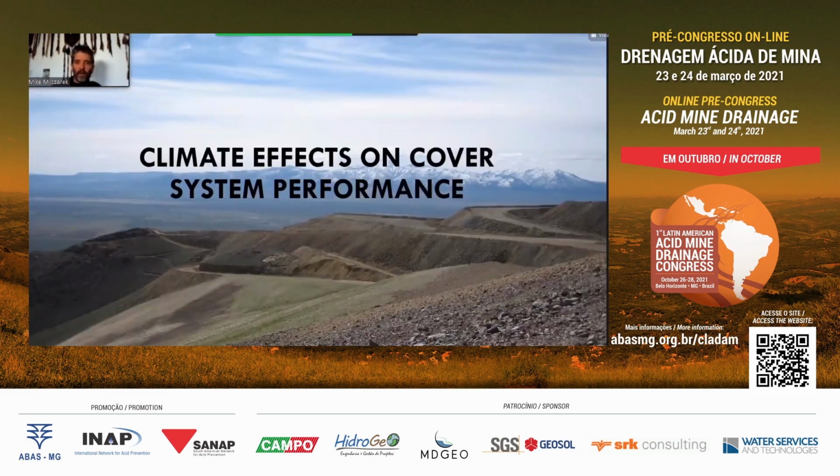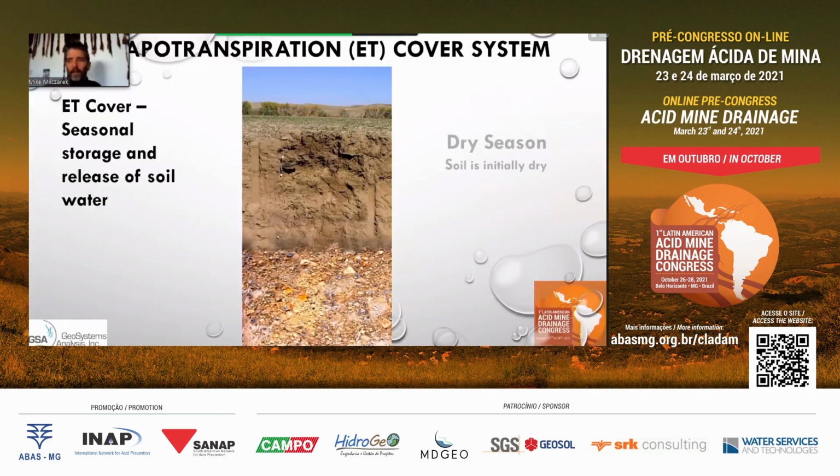Now I want to talk about climate effects on cover system performance, because that drives the design. These next few slides are just to show how ET cover systems work. This is an example from a semi-arid environment. Actually, these photos are from a site we worked on in Nevada. You have the mine waste below the ET cover system, and this is what we call a monolayer cover system. This is fairly fine-grained material, and I don't remember, but this was about a meter thick.